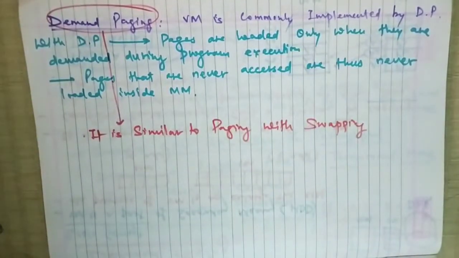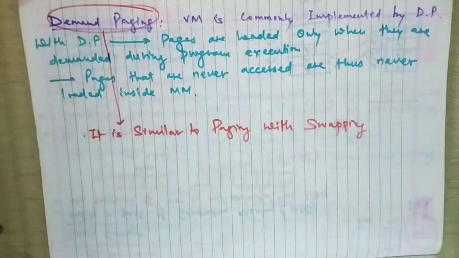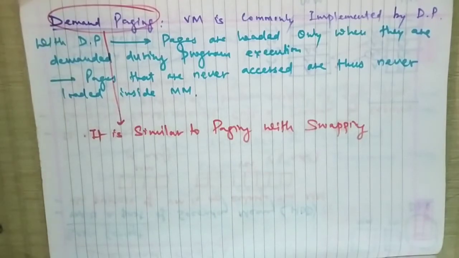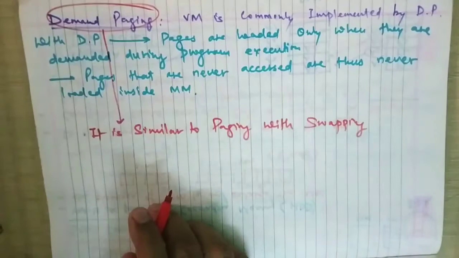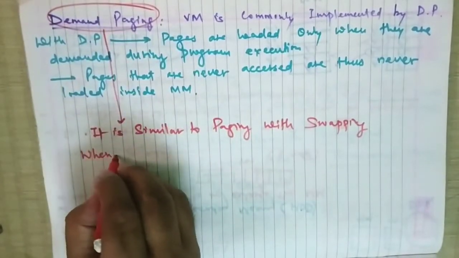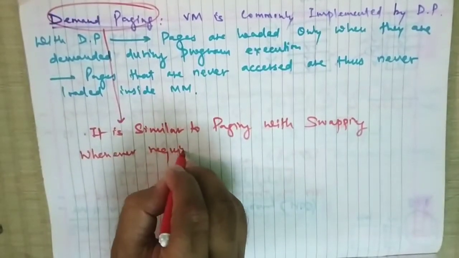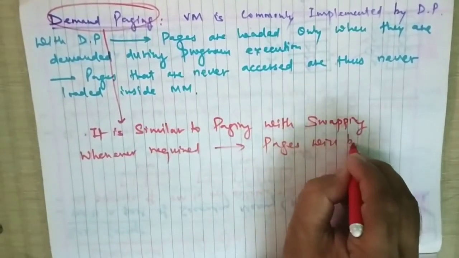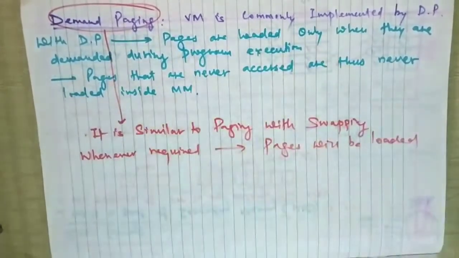When we want to execute a process, we swap it into memory. Rather than swapping the entire process into memory, we use a lazy swapper. A lazy swapper never swaps a page into main memory unless the page is needed. So whenever it is required, only at that time will the pages be loaded according to demand paging. Otherwise they will not be loaded.